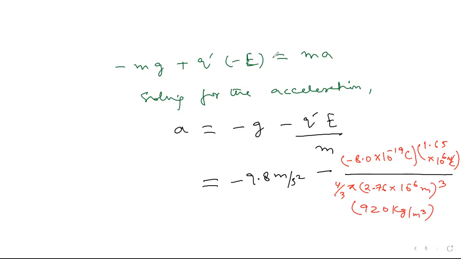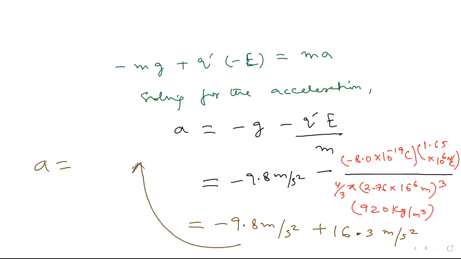So when I solve it, it turns out to be minus 9.8 meter per second square plus, this term will become plus because here is one minus and you have here minus in front. Minus times minus is plus, plus 16.3 meter per second square. When I solve it, a will turn out to be plus 6.5 meter per second square.